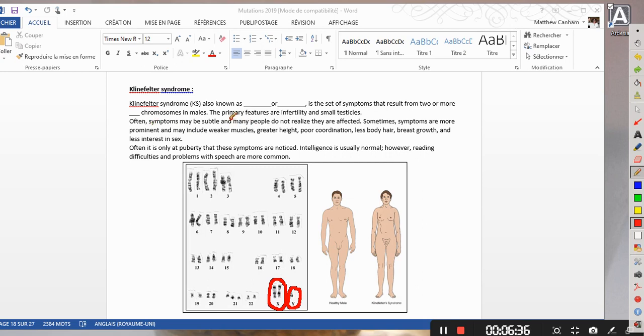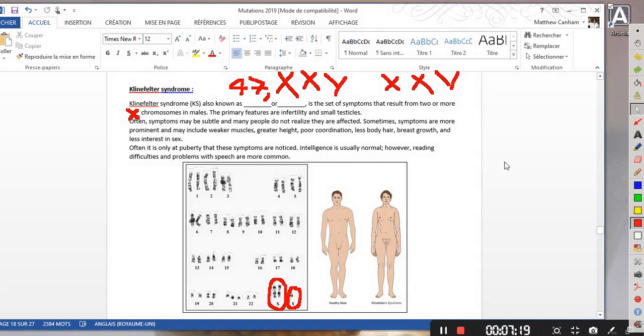Klinefelter syndrome, KS, this time we're going to name it 47,XXY, or it can also simply be called XXY. There's a set of symptoms that result from 2 or more X chromosomes in males. They're going to have intermediate phenotypes, so they will have some female features and some male features. They are infertile. So there we are, an extra chromosome in this case, an extra X chromosome.